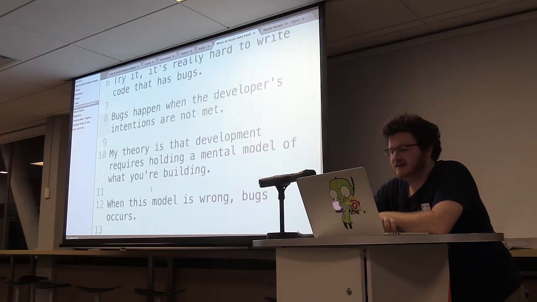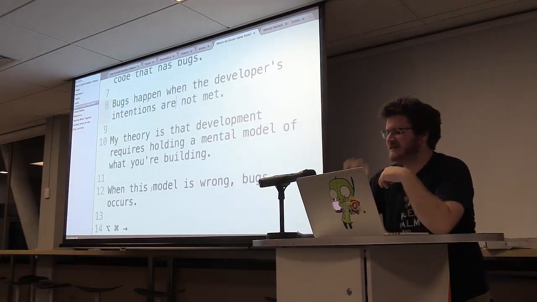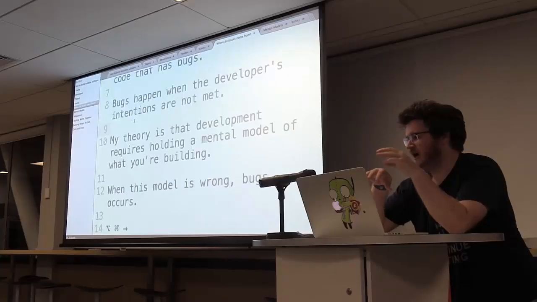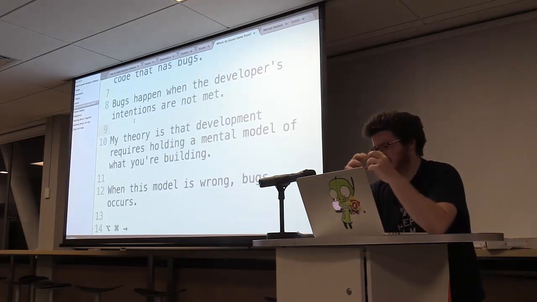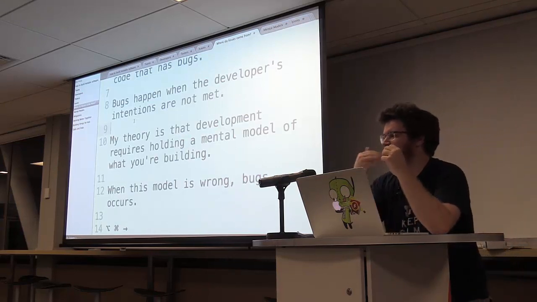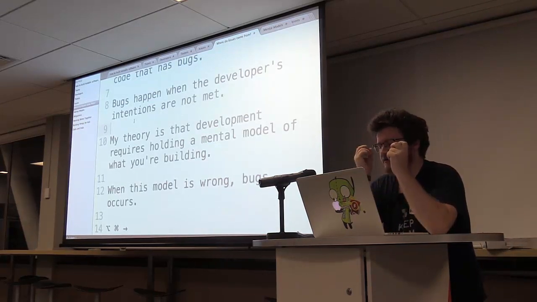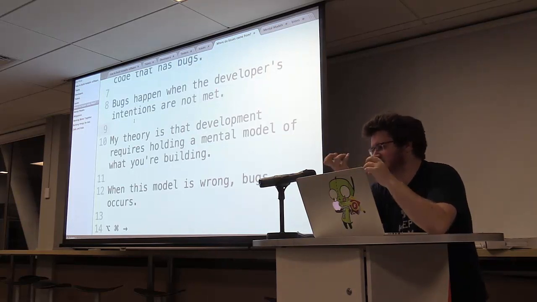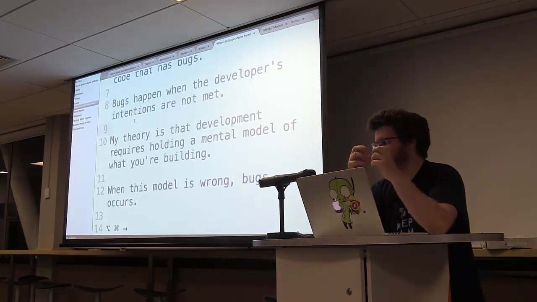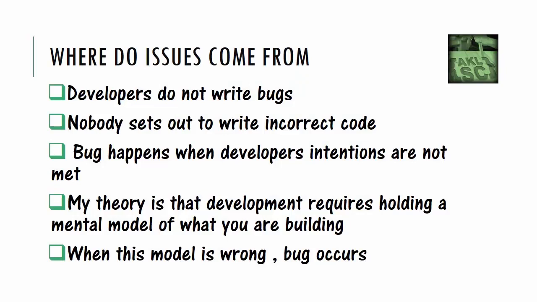Because I find that bugs happen when developers' intentions are not met. When you're developing, you hold a mental model in your head of what you're trying to build and how you think the computer, the compiler or everything, is going to interpret what you mean. In a software project, how do I add this feature? It relies on the frameworks you have, existing features elsewhere, and how you plug into them. You have to explore and hold this mental model of how do I write this so it works? And when this model gets slightly wrong, that's where bugs occur.